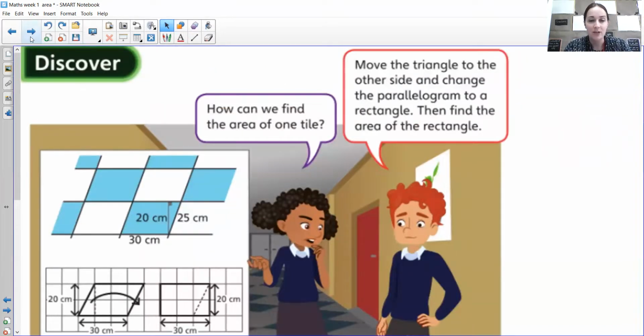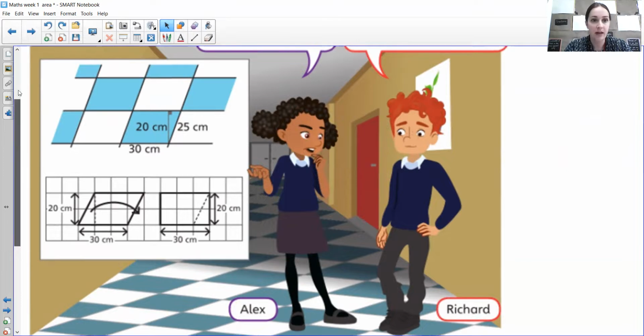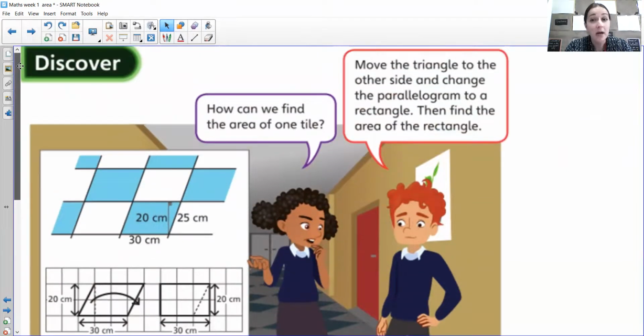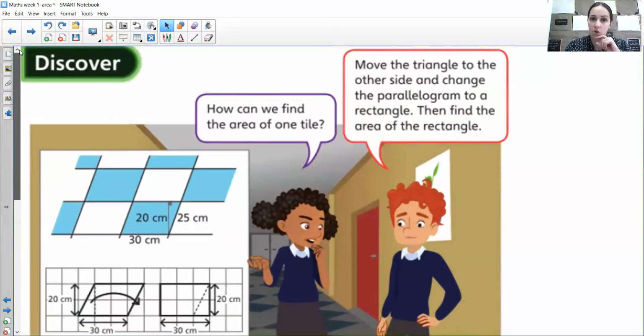Okay, here is our discover them. So we have got 2 children and they seem to be at school today. We've got Alex and we have got Richard, and they are looking at this floor. Now for some reason, and I'm not really sure why, they want to find the area of one tile. Obviously, that's just what they felt like talking about at break time. So they want to work out what is the area of one of these tiles. And if we look at these tiles, they are parallelogram shaped.